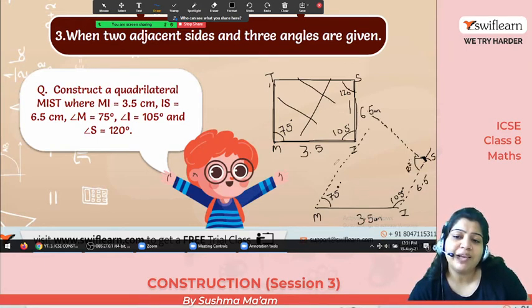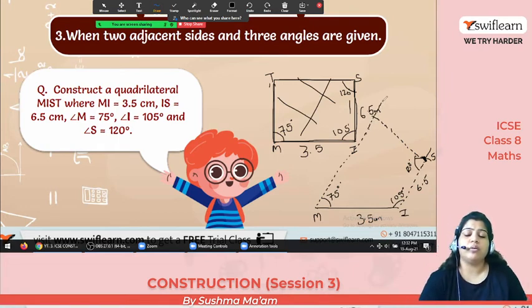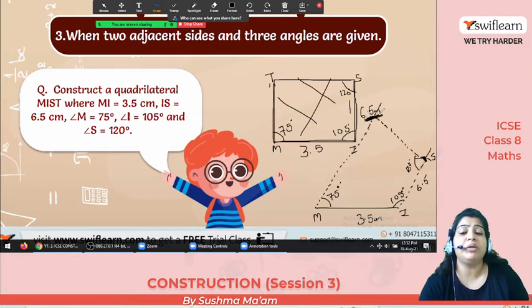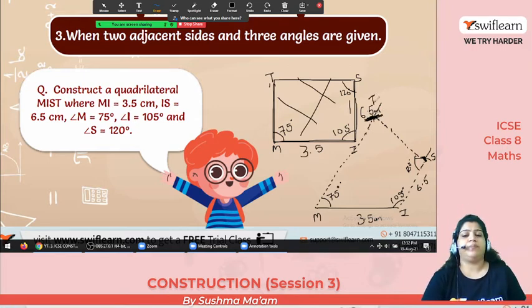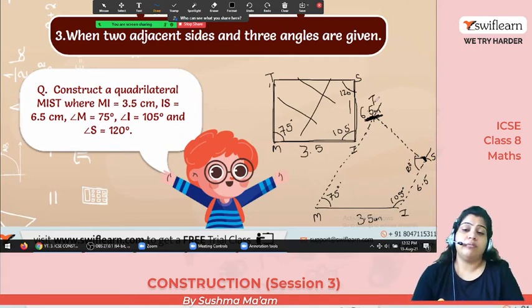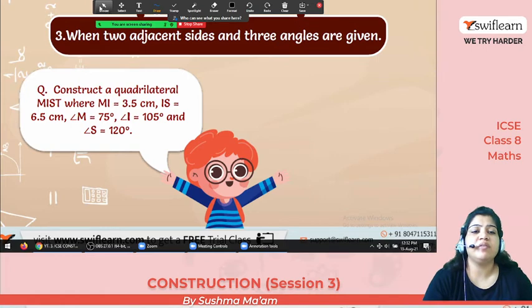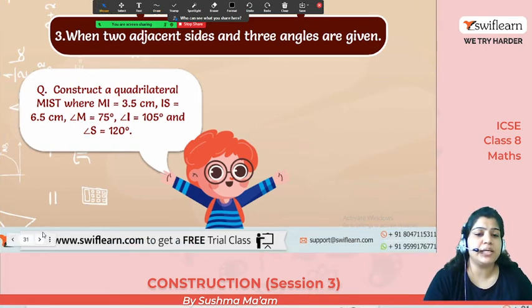We don't know this length, we are just stretching and extending this one, and from this S also. Somewhere these two lines intersect, where these lines meet, that point is known as T, and this is your final quadrilateral. Okay, so now let's see the step by step.